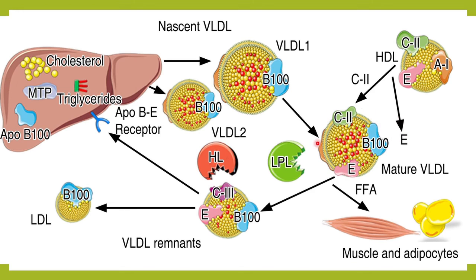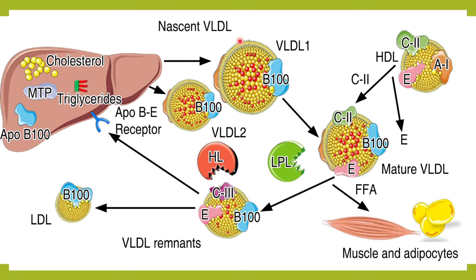So this mature VLDL will now have B100, C1, C2 and apoE. It will now come to the peripheral tissues, like your skeletal muscles, your fat cells, etc. Once it comes to your fat cells and skeletal muscles, what happens? Because of this C2, it will activate lipoprotein lipase, which is on the capillaries of these tissues. Lipoprotein lipase will help in the breakdown of this into free fatty acid and glycerol.